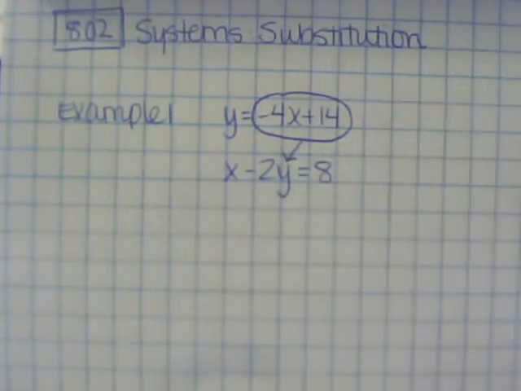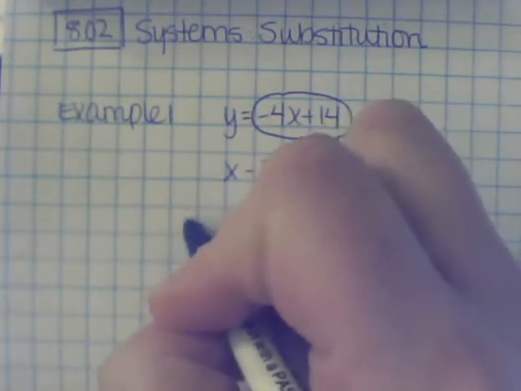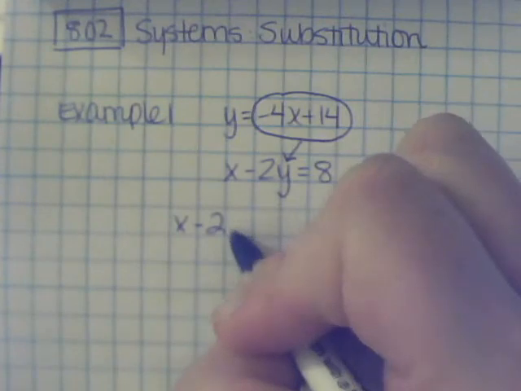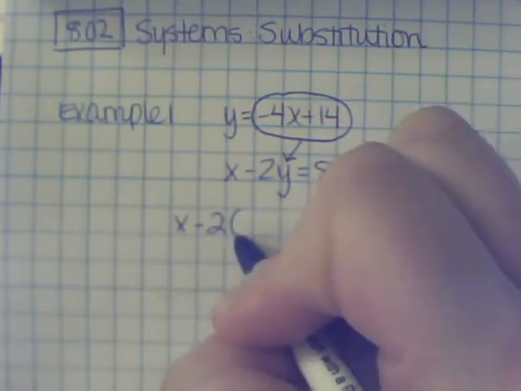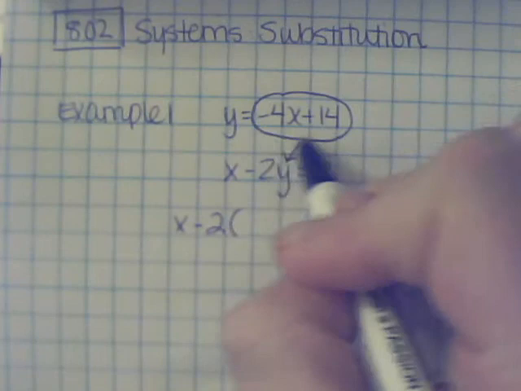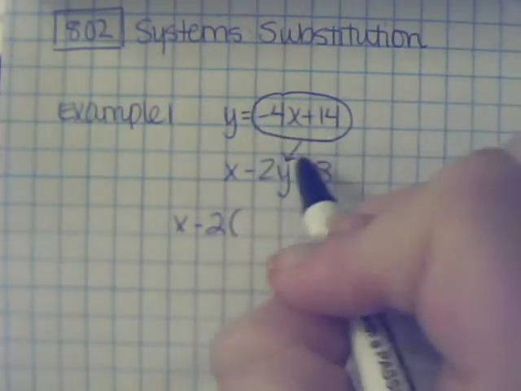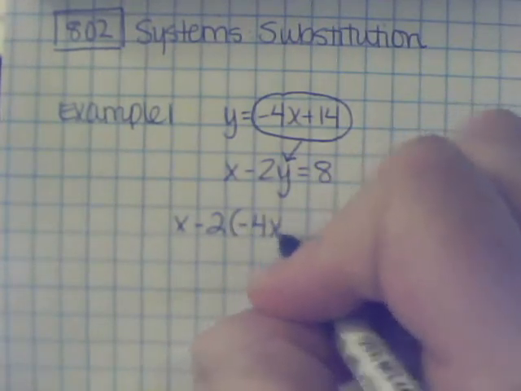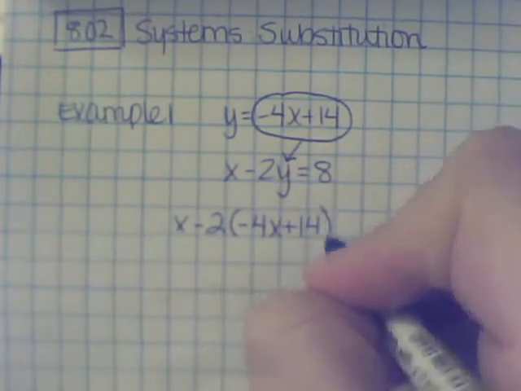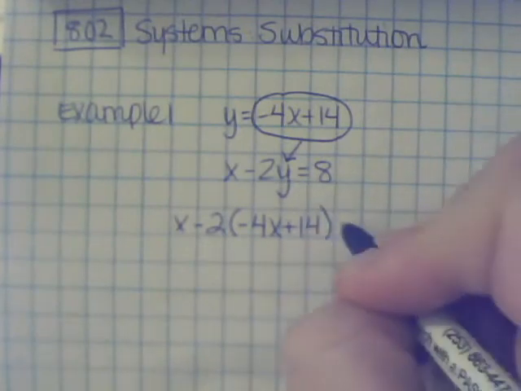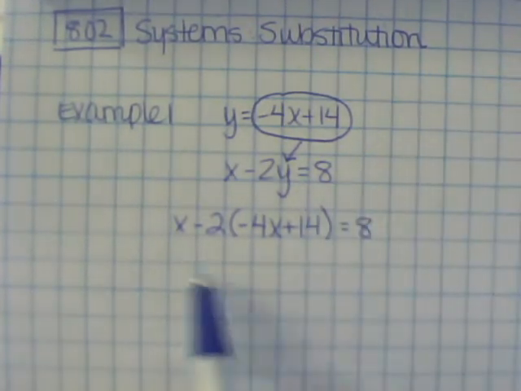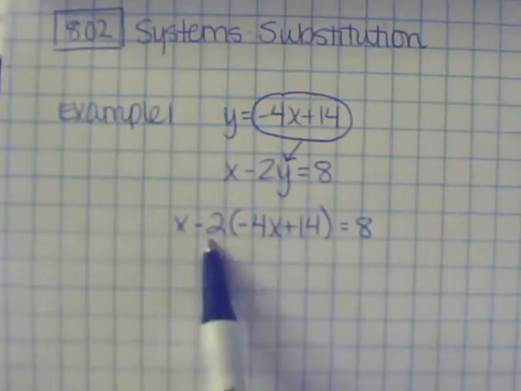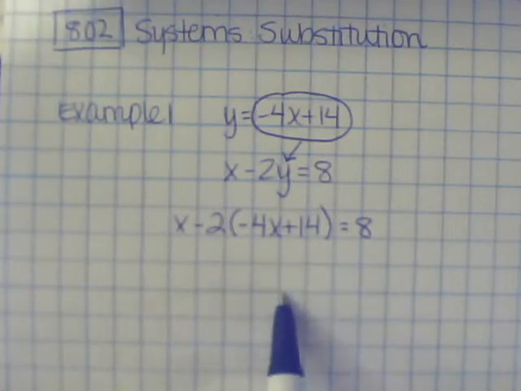into the second equation. So the second equation is going to become x minus 2, and instead of copying down a y right here, I'm going to put parentheses, and I'm going to substitute everything from the top equation in place of that y. So I get negative 4x plus 14. Close parentheses, copy down, equals 8. Now I have a long equation that I can solve. At least they both have x's in them. There's only an x variable, so I can actually solve it.